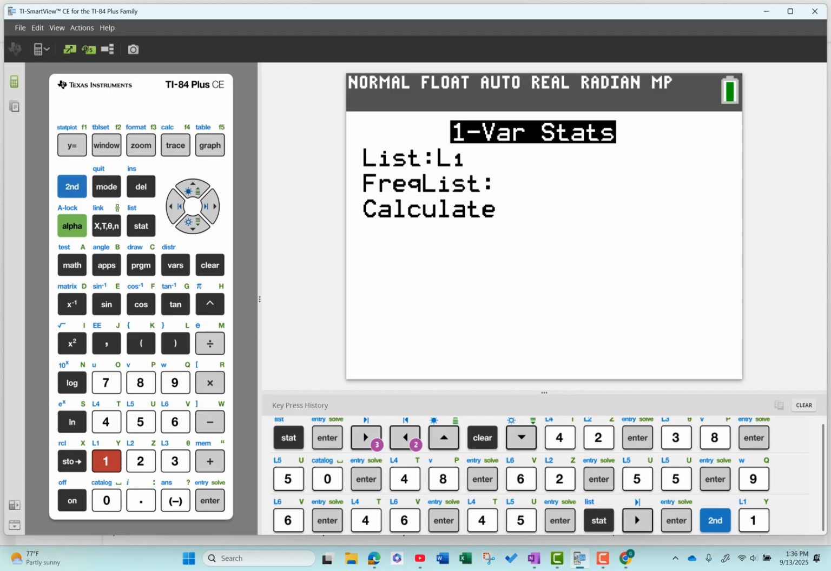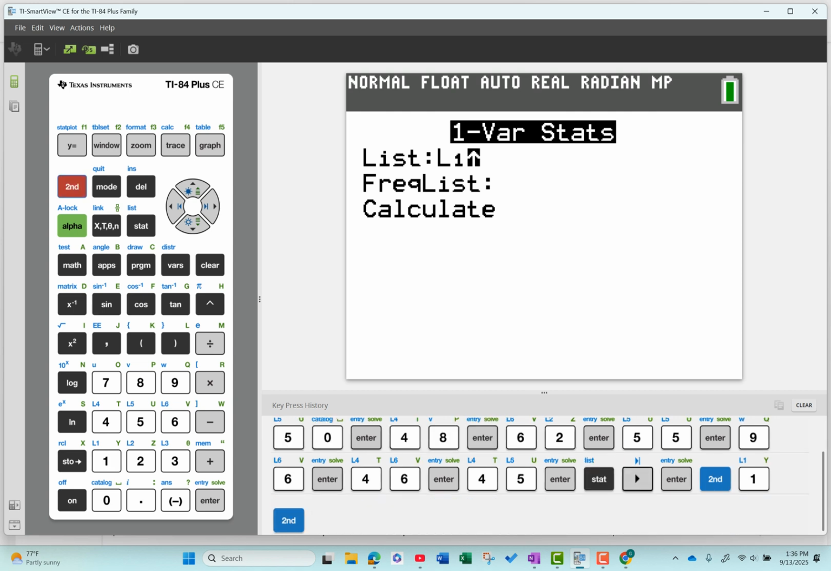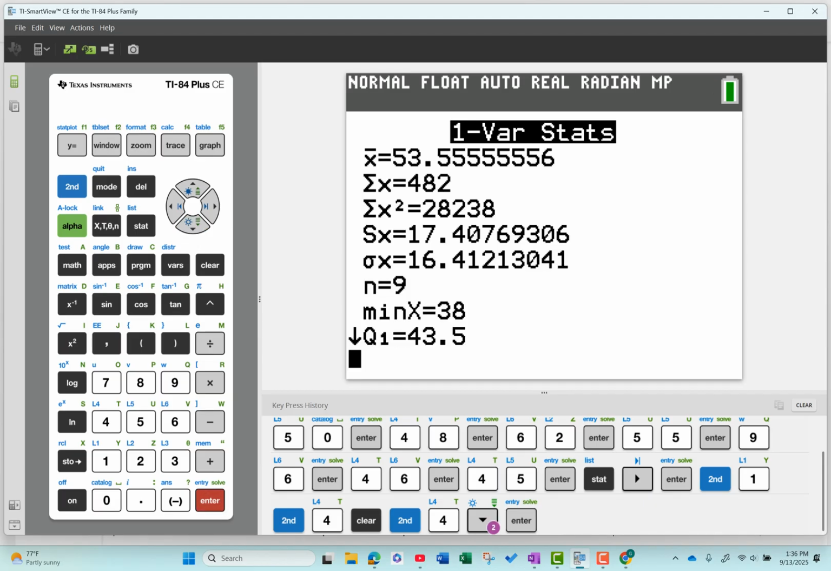You see the blue values above the keys on your calculator. That means that I need to press the second button first, which is the same color, blue, to activate any of those specific functions on my calculator. So second, and I want L4 because you see that in blue, and it will change it to L4. In this case, I have to delete it all to get my L4. Do not worry about frequency list, and then scroll down to calculate and press enter.